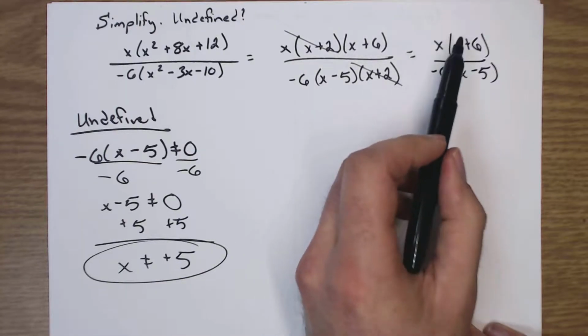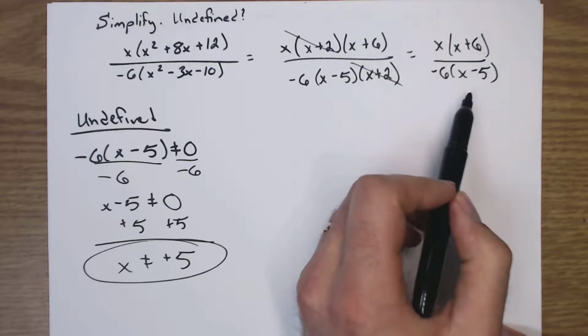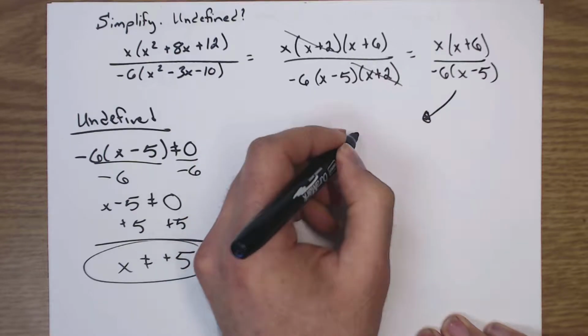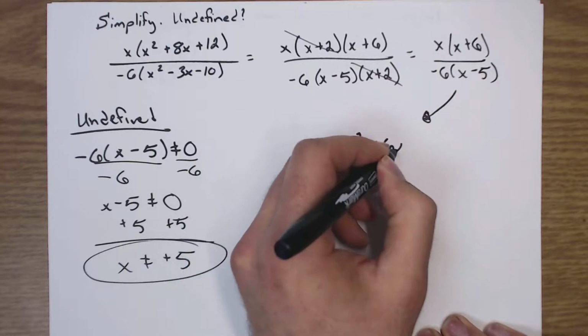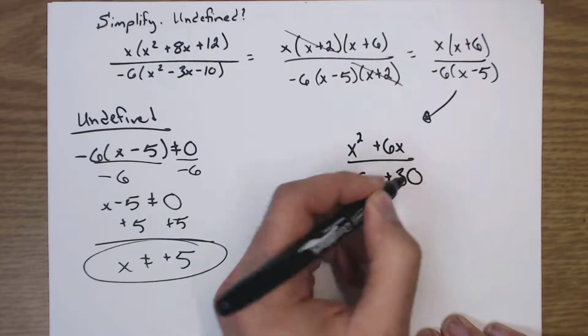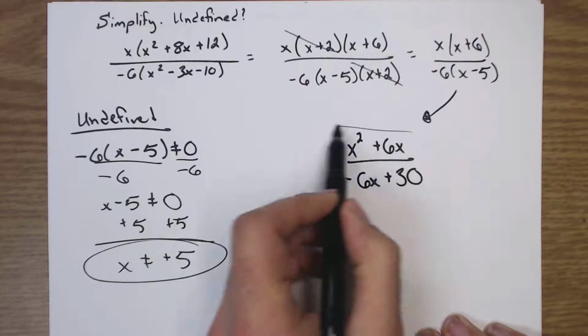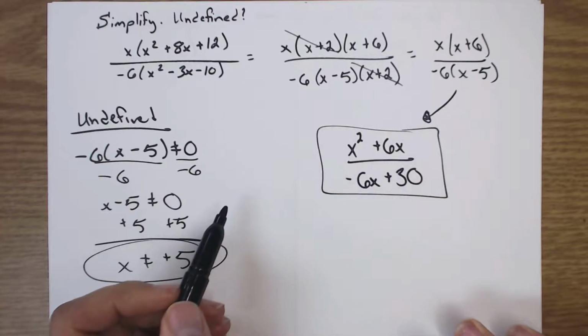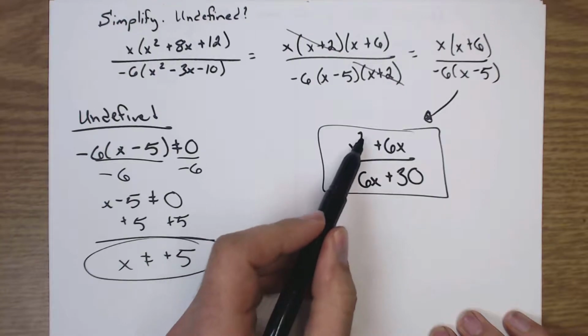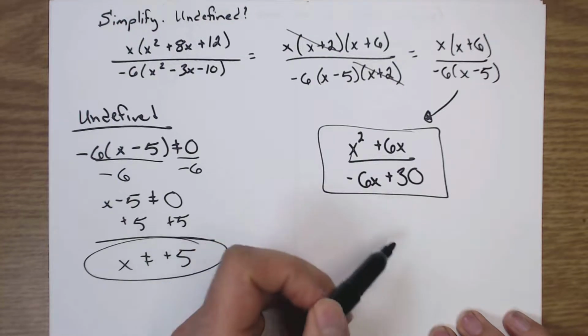We're going to do that by distributing our x in and distributing our negative 6 in. So this, we're going to come down. We have an x squared plus 6x divided by negative 6x plus 30. And that is it. This cannot simplify any further, though I do tend to have some students that will try and cancel one of these x's with this x. You can't do that, folks.